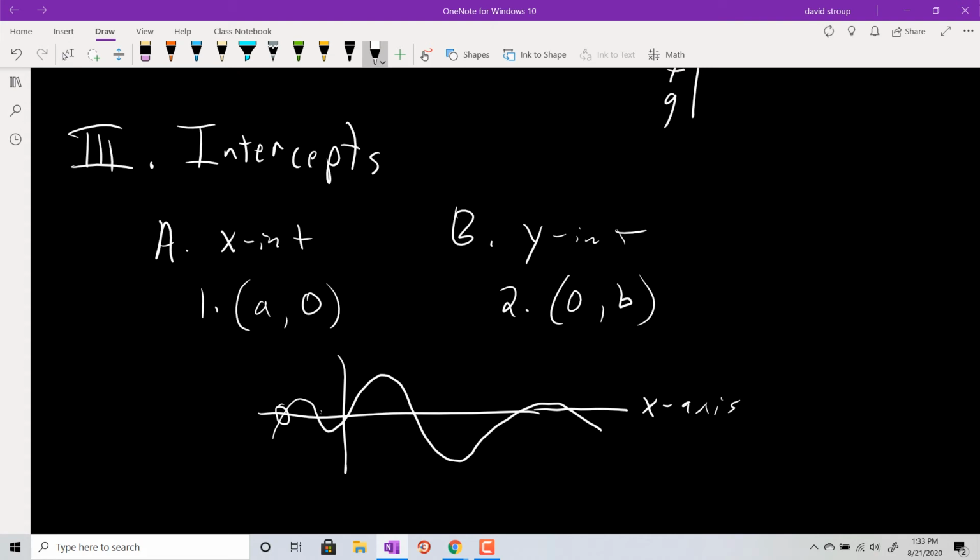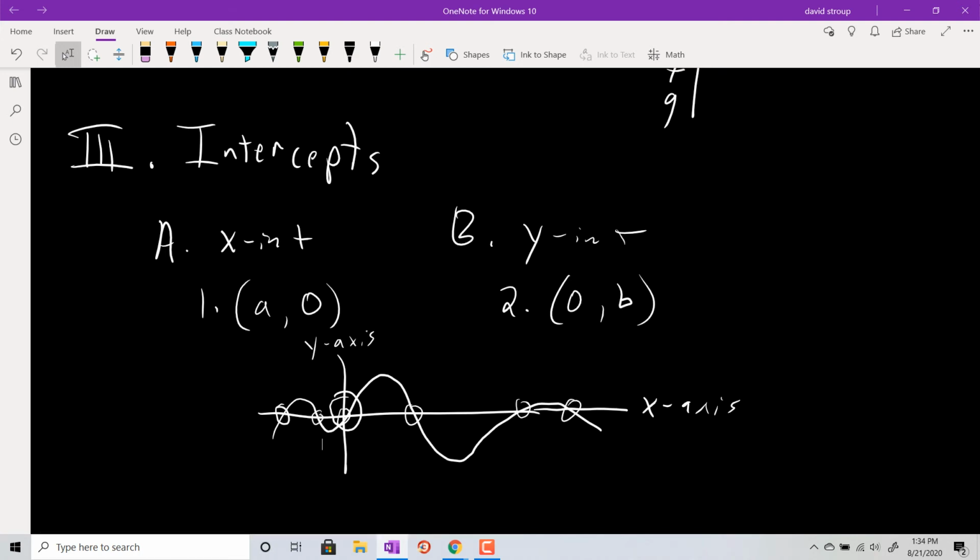So we have a guy there, there, there. The y-intercepts are going to be the places where it hits the y-axis. So in this case, there's just one y-intercept, which is there. And it's a y-intercept and an x-intercept.